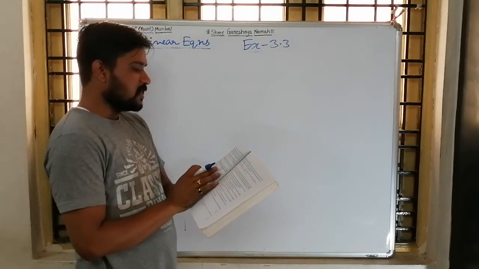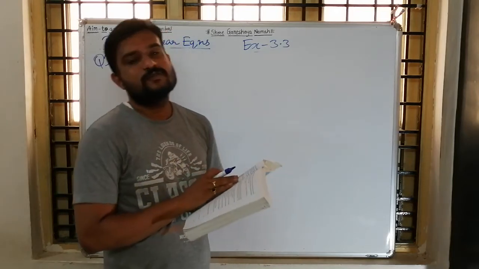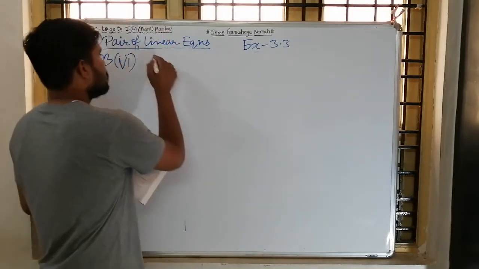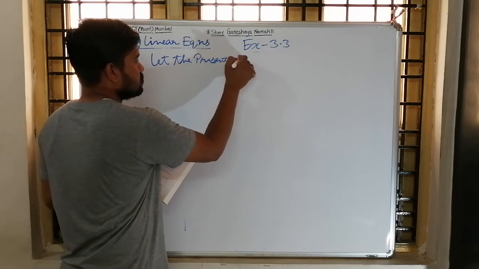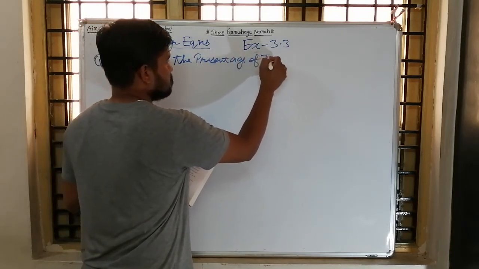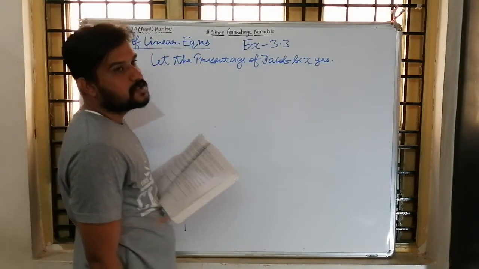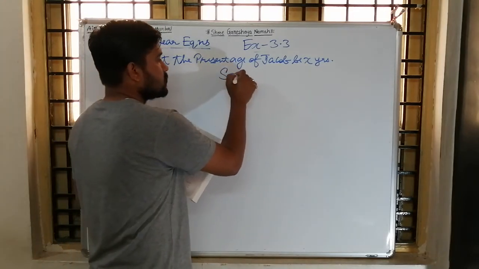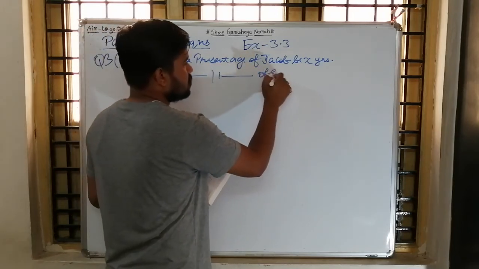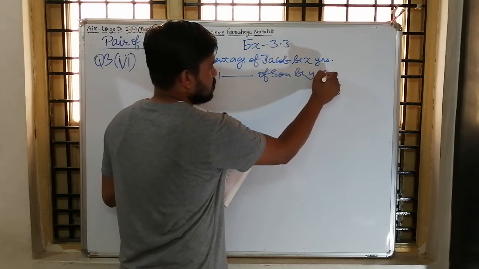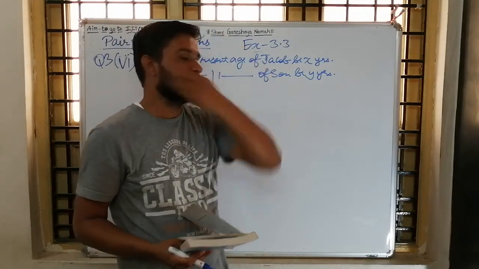Part 6. 5 years hence, the age of Jacob will be 3 times that of his son. Now here 2 persons are there. So first we will assume the ages of both the persons. Okay. Let the present age of Jacob be X years. What is the present age of Jacob? X years. So the present age of the son we will also assume, let the present age of the son be Y years. So 2 variables are Jacob and his son. So I have assumed both the variables as X and Y.